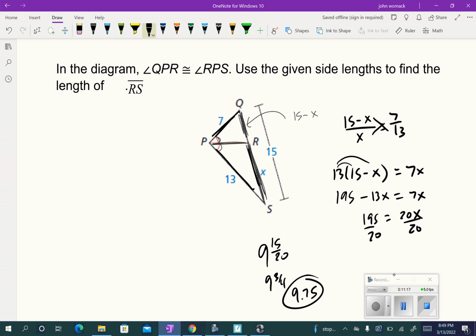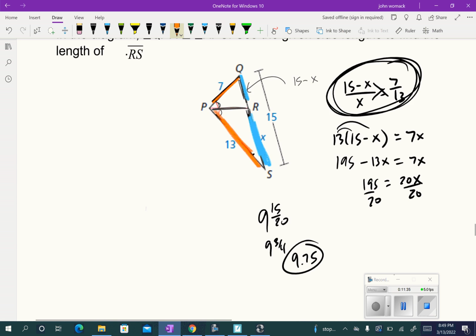But the important part is setting up the proportion here, right? And again, I'll do it in different colors. It goes QR, which was the 15 minus x, to RS. That has to be the same as, I'll do a different color here, PQ to PS, which is 7 to 13.